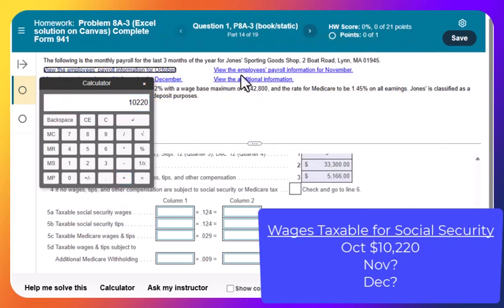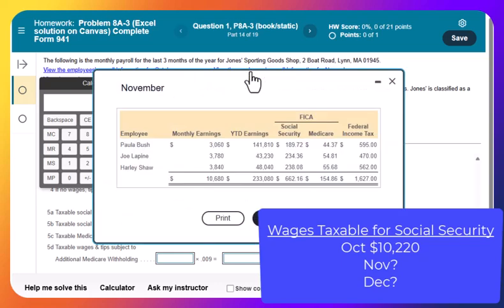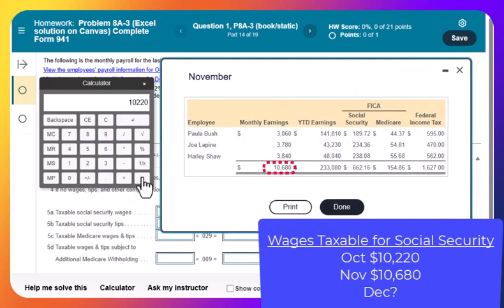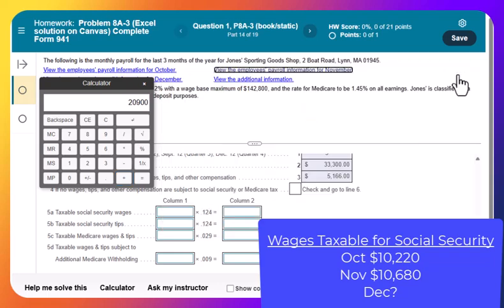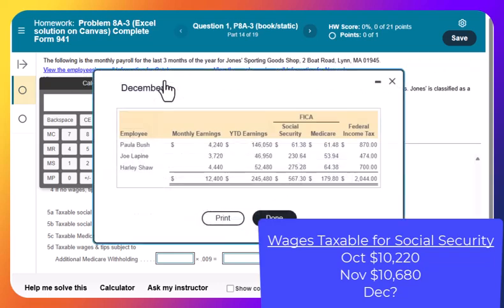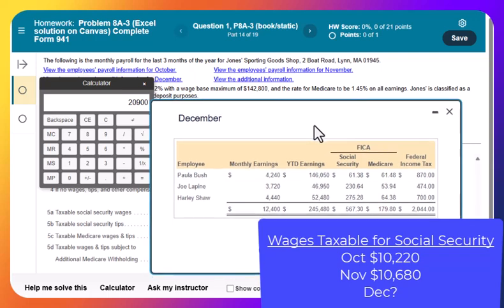And then we'll go into November. And again, the year-to-date earnings here, which include these monthly earnings, nobody is above the 142,800. Paula is close, so we'll have to pay close attention here to December in a second. So we can go ahead and add the 10,680 here because all of that is then subject to Social Security tax. And then let's close out of November and check in on December here. And it does appear here that Paula has gone over the 142,800.